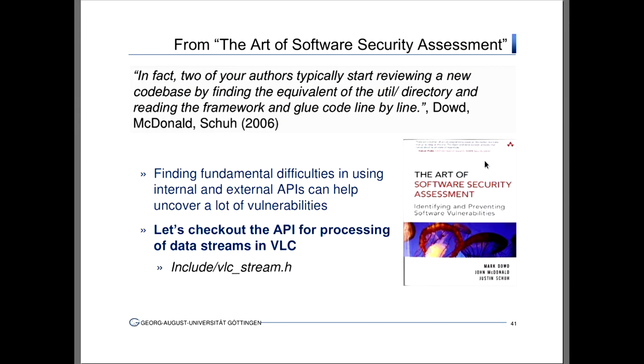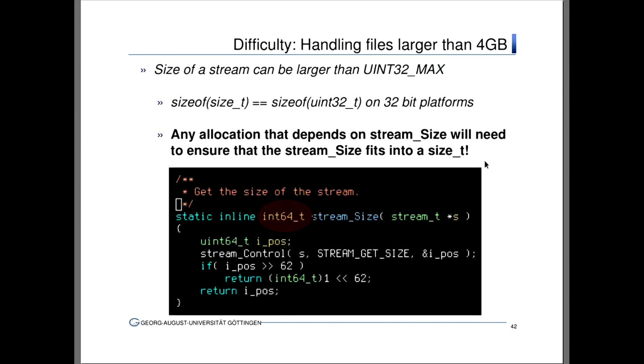And I found this really helpful. If you start auditing a new project, take a look at the language that's being spoken in this code base. And those are the utility functions. So in the case of VLC, I took a look at VLC stream.h. This is the API that they use to analyze data streams of all kind. So if we find fundamental difficulties in using this API, then we're going to find bugs.